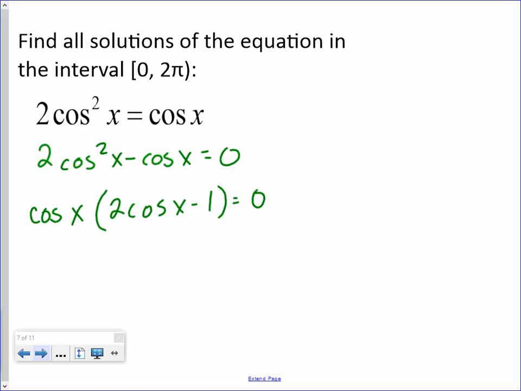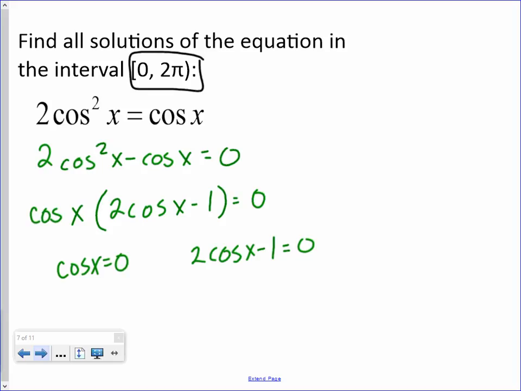And then when you factor, set your factors equal to 0. So now you're really solving 2 equations instead of 1 equation. So we're going to solve cosine of x equals 0. We're also going to solve 2 cosine of x minus 1 equals 0. So she gave 4 answers. Yep, 4 answers. And we've got to pay attention here on this one, we don't want all the answers, right? We want only the answers from 0 to 2 pi.